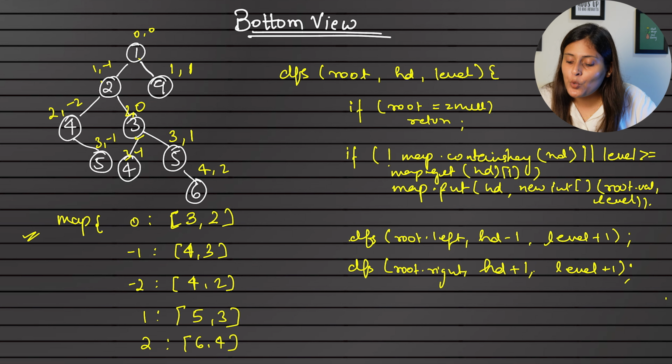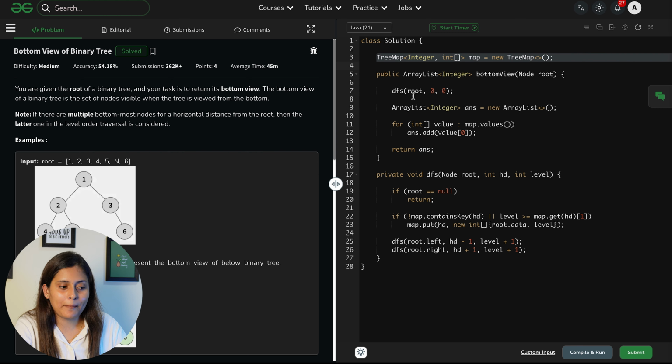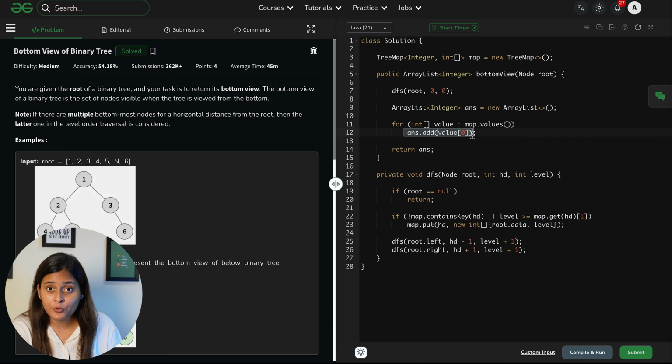So in top view it was less than, and in bottom view we just have to change the sign and whole code will remain same. So here is the code. First we'll create the map, and then in the bottom view what we are doing, we are calling the DFS function and we are filling this map. And at the end we'll create the answer, and from the map values we will read the first value because we are inserting the integer array. So first value represents the root value and second was level, and at the end we'll return.